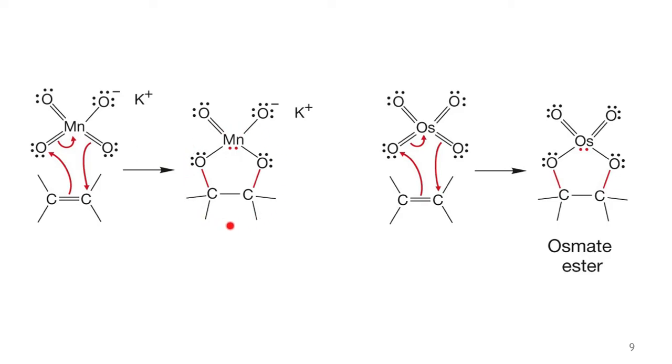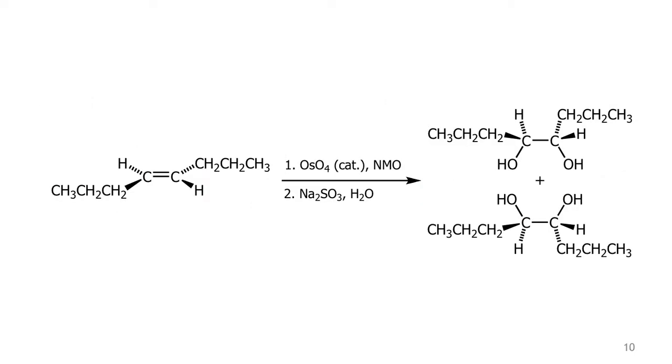This is called a manganate ester. This is called an osmate ester. And the only difference here is the oxidation state of the metal is slightly different. So the manganate exists as a salt, whereas the osmate is a neutral compound. Because these add across the double bond and form an intermediate ring, the stereochemistry of that addition is retained.